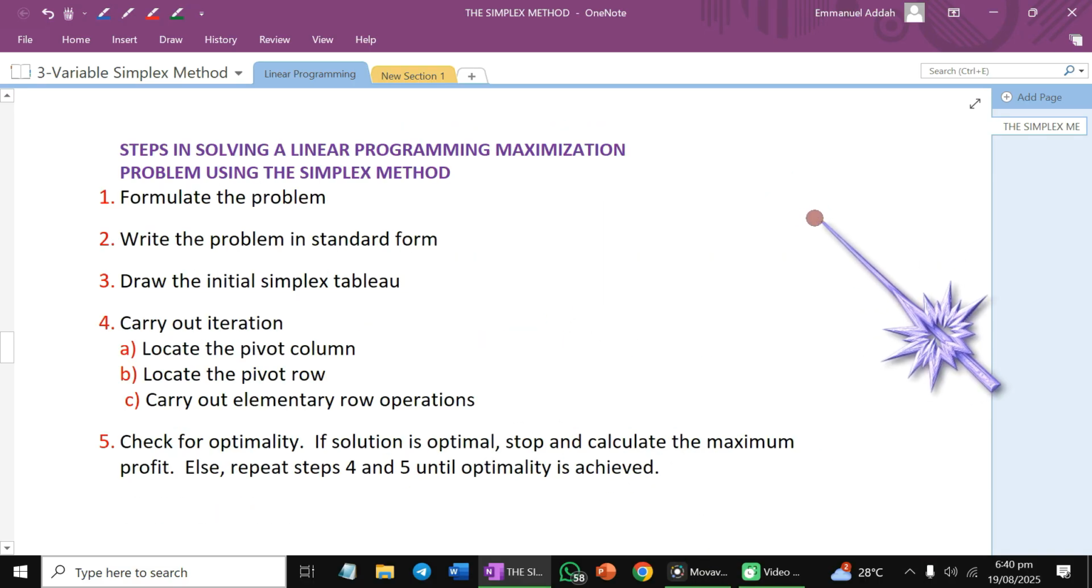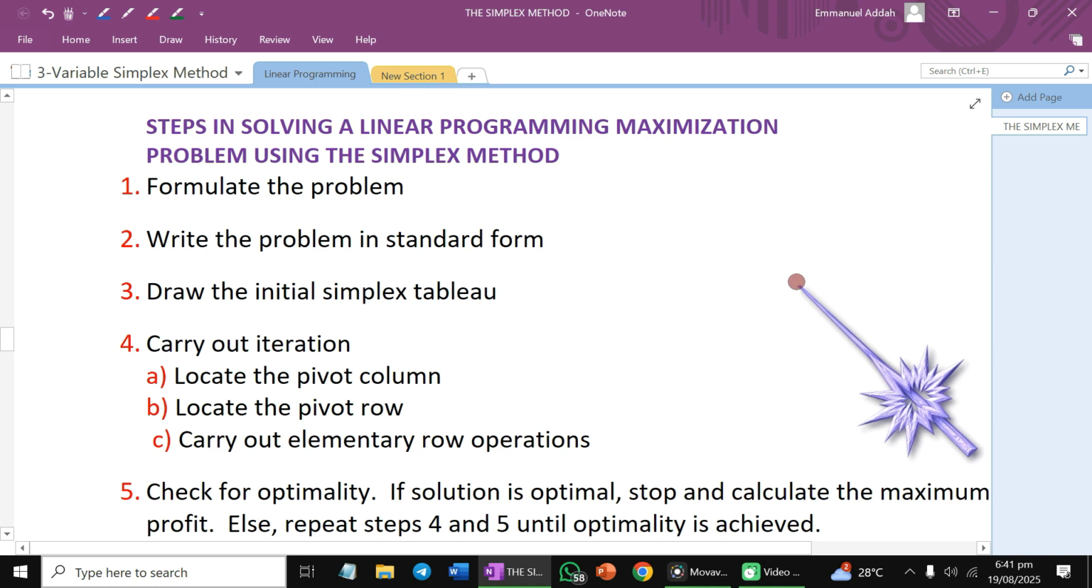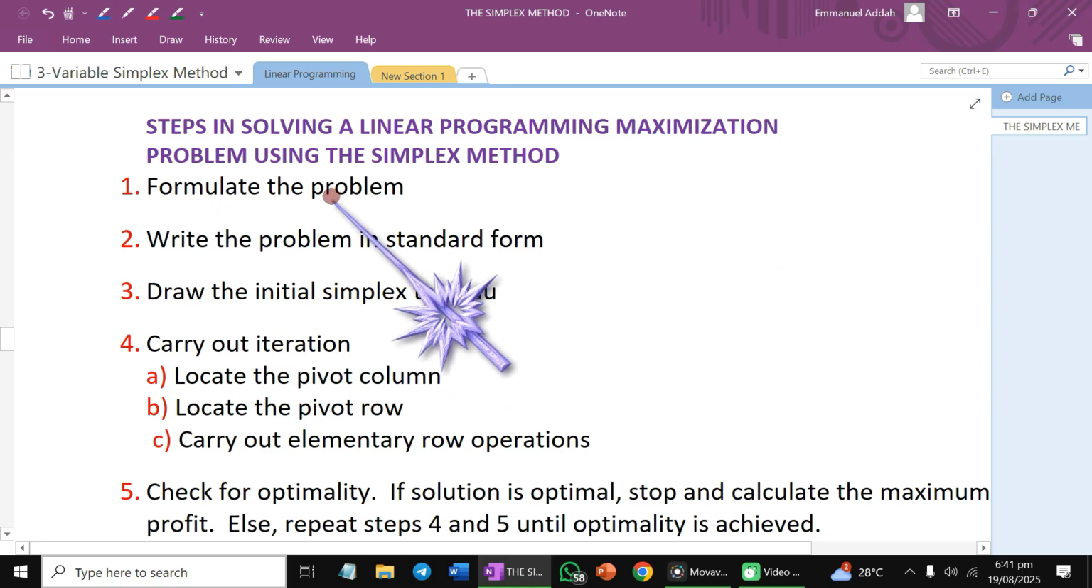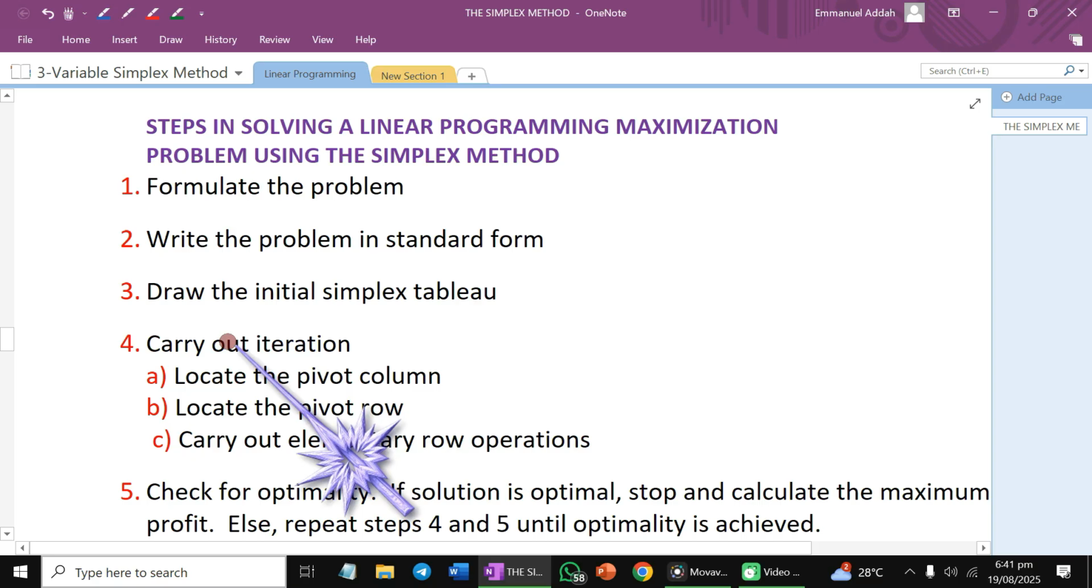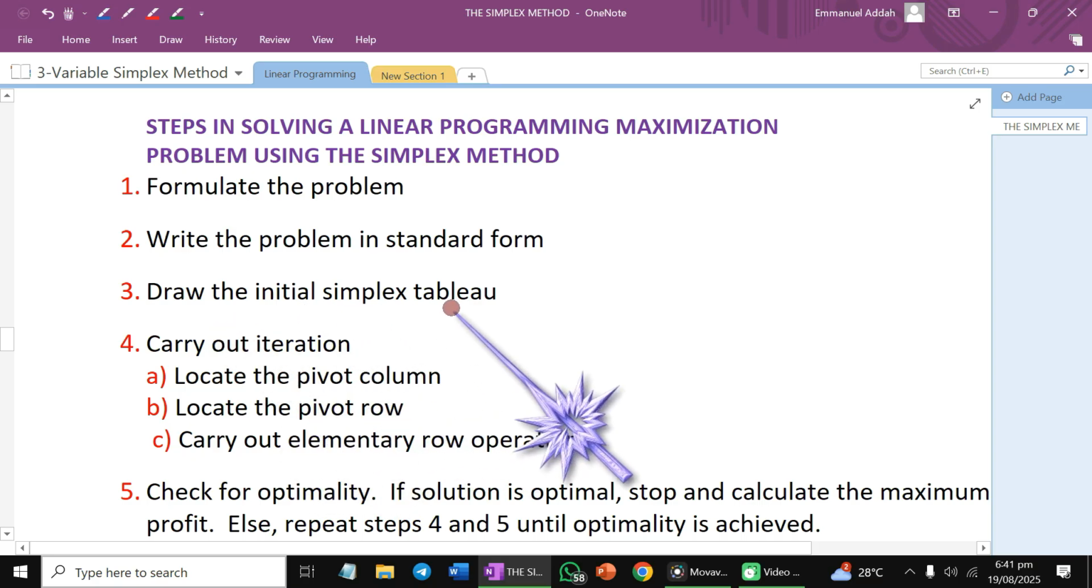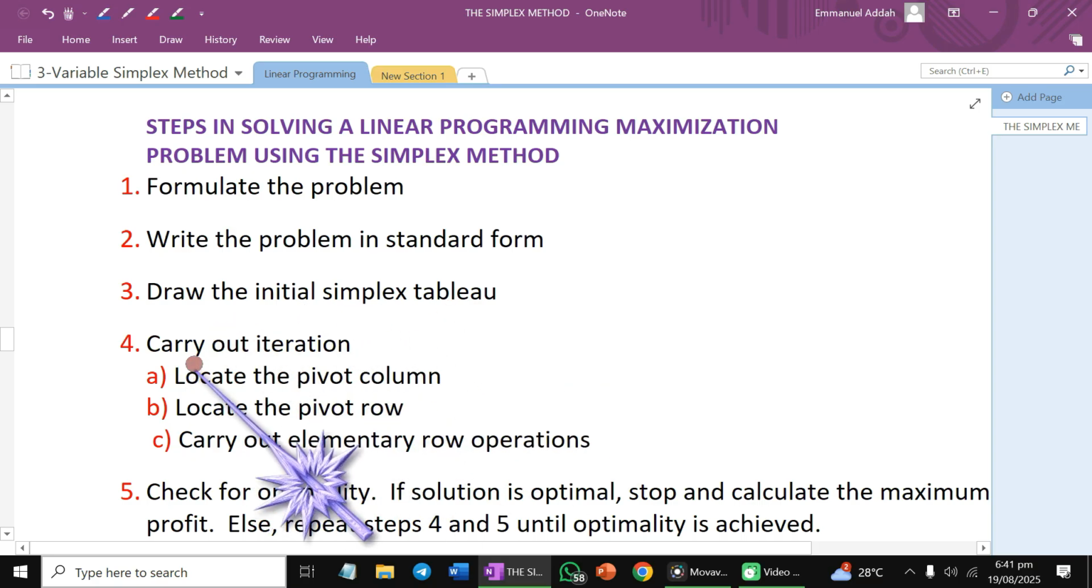Here are the steps to follow in solving a linear programming maximization problem using the Simplex method. Step 1, formulate the problem. Step 2, write the problem in standard form. Step 3, draw the initial Simplex tableau. Step 4, carry out iteration. In carrying out an iteration, first of all, you locate the pivot column. After that, you locate the pivot row. Then you carry out elementary row operations.